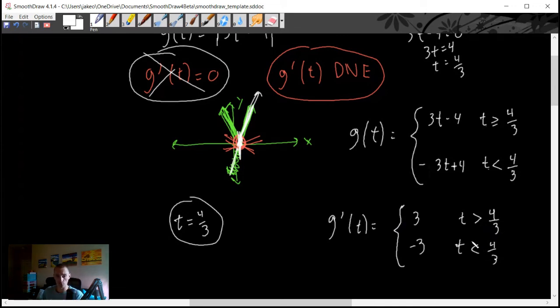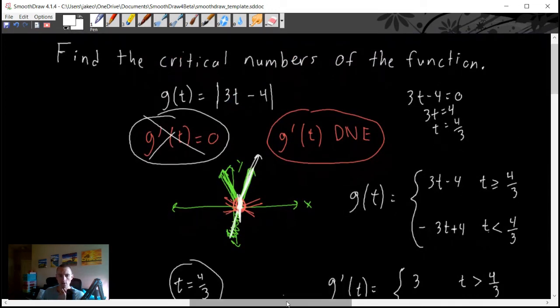And at t equals 4/3, it also doesn't equal 0 because it does not exist. So in this case, we only have one critical number, t equals 4/3, and it occurs where g prime does not exist. And there are no spots where g prime equals 0. So that's going to be our only critical number in this example.